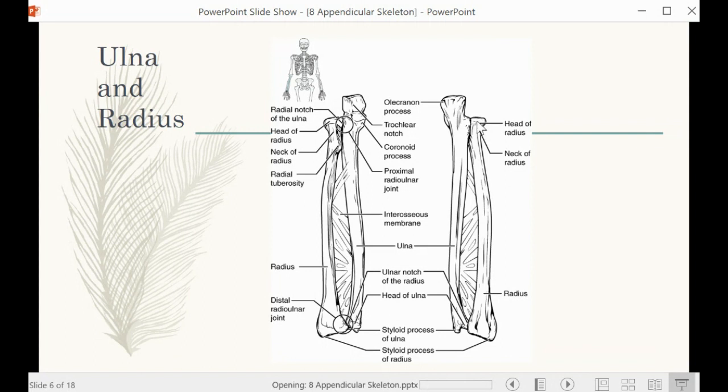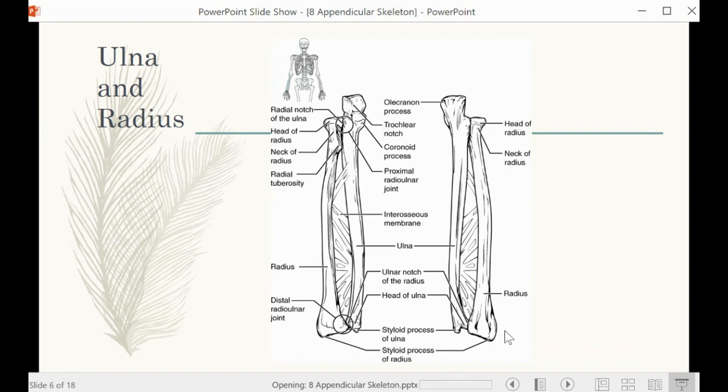That's because the head of the radius, or sorry, the head of the wrist, is going to sit into this radial notch on the ulna, and it allows it to sort of twist. There's a cap down here. So it sort of sits in and it's able to spin like that. Okay?